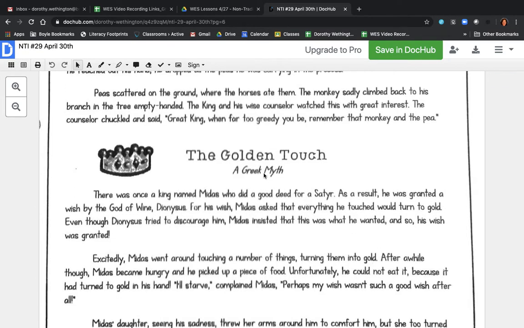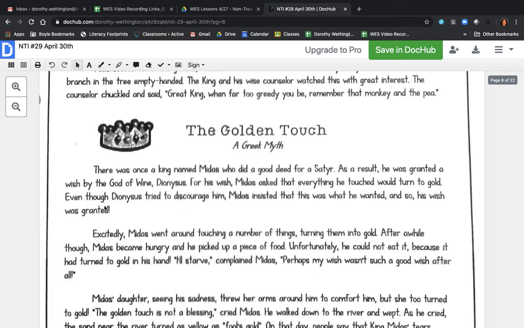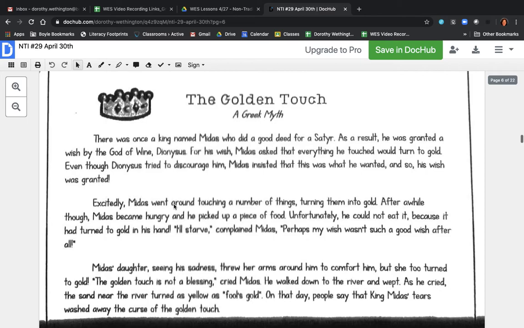The Golden Touch, a Greek myth. There was once a king named Midas who did a good deed for Satyr. As a result, he was granted a wish by the god of wine, Dionysus. For his wish, Midas asked that everything he touched would turn to gold. Even though Dionysus tried to discourage him, Midas insisted that this was what he wanted, and so his wish was granted. Excitedly, Midas went around touching a number of things, turning them into gold.